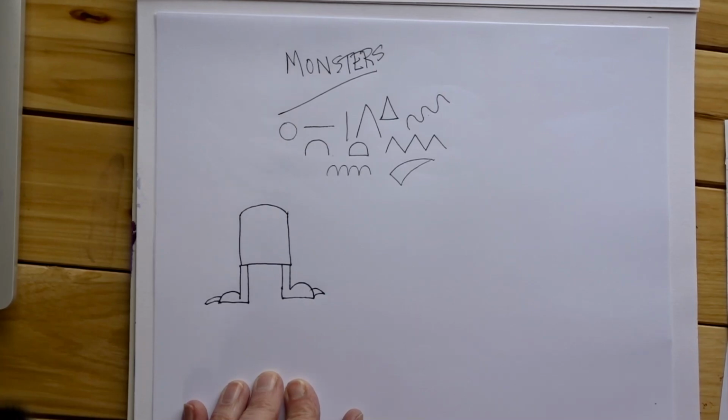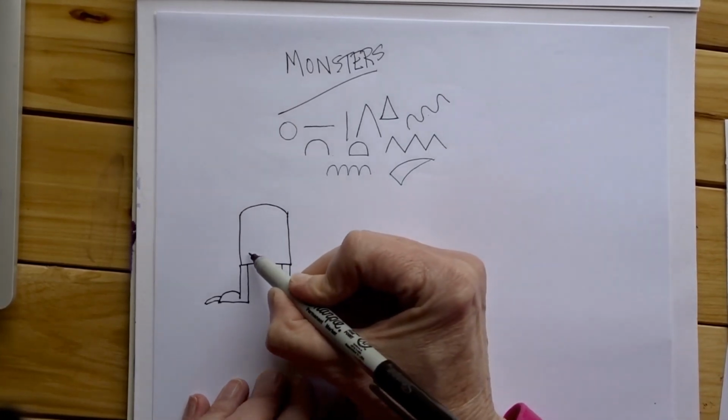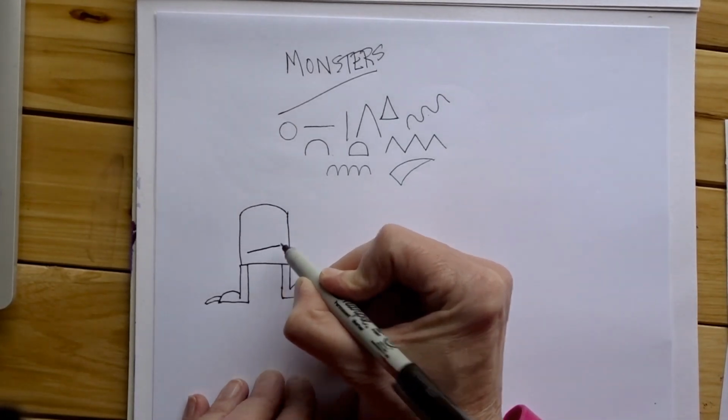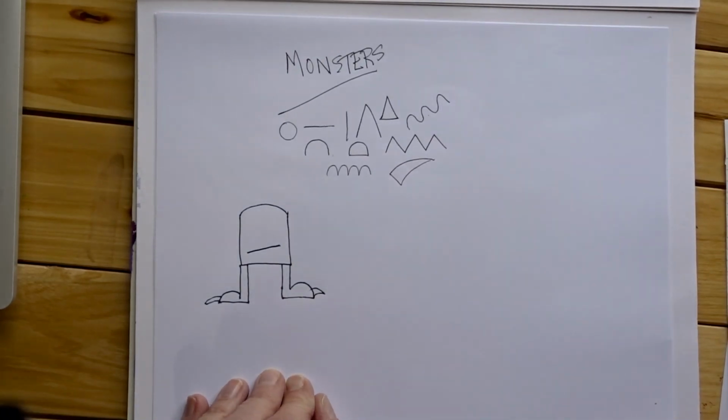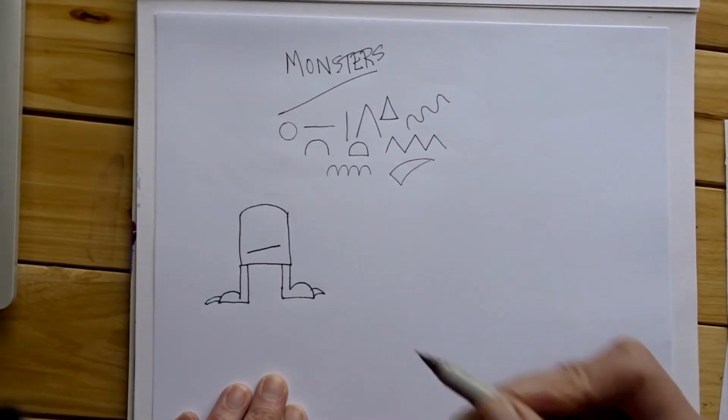Let's see. Oh, let's give him a mouth. So I'm going to make a straight line for this mouth. Oh, sorry, I made a diagonal. It's still straight though, right? So I made a diagonal line.